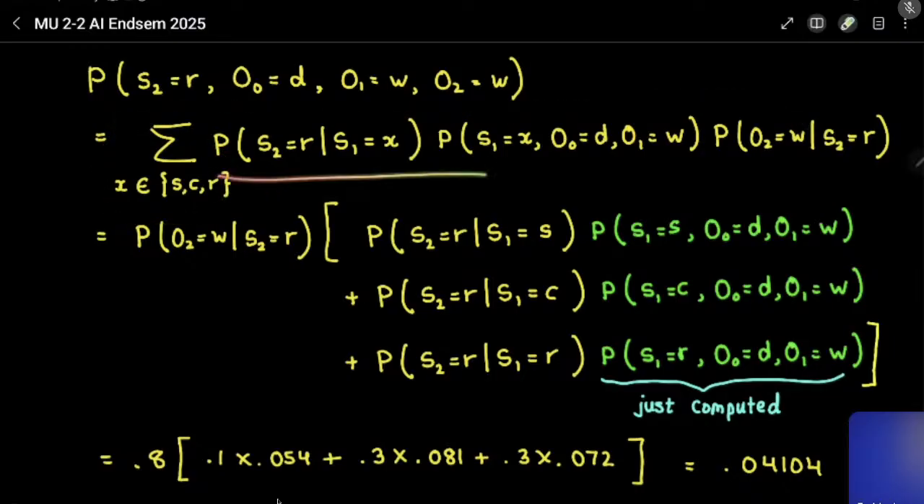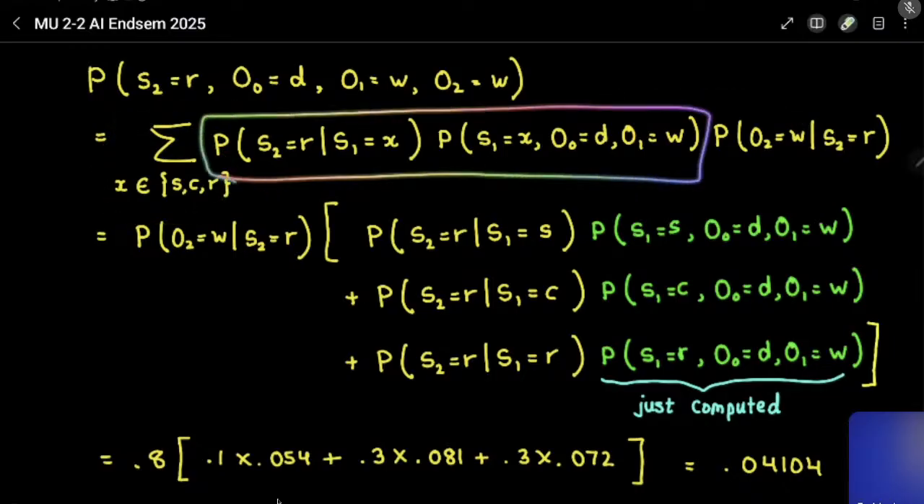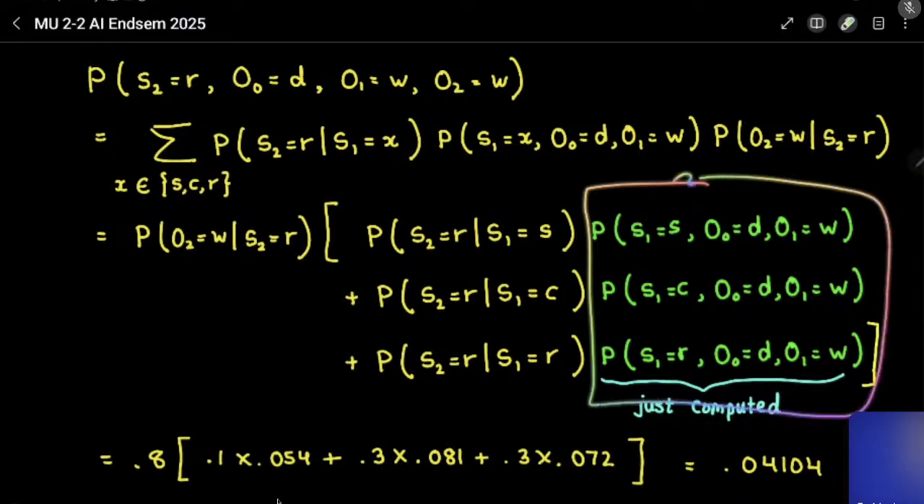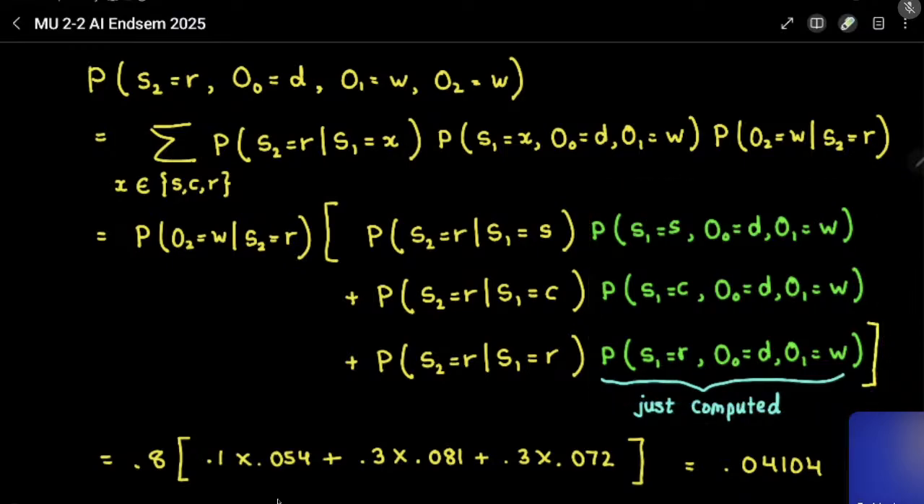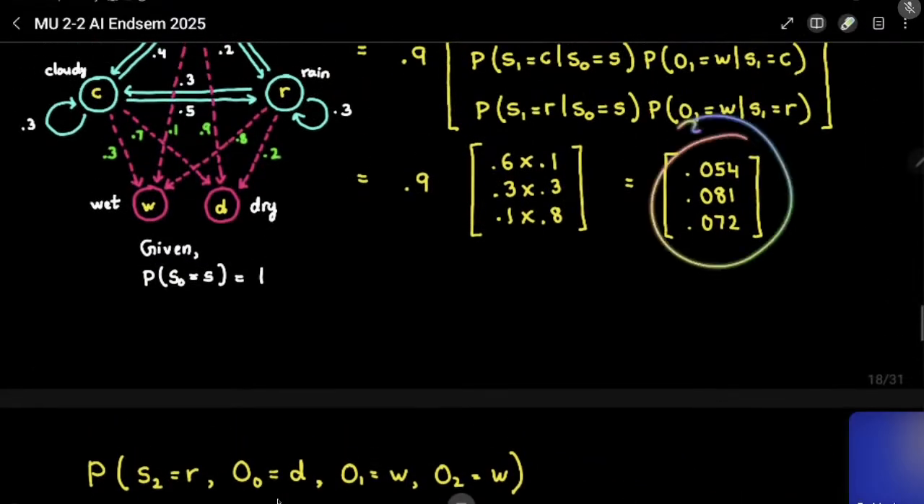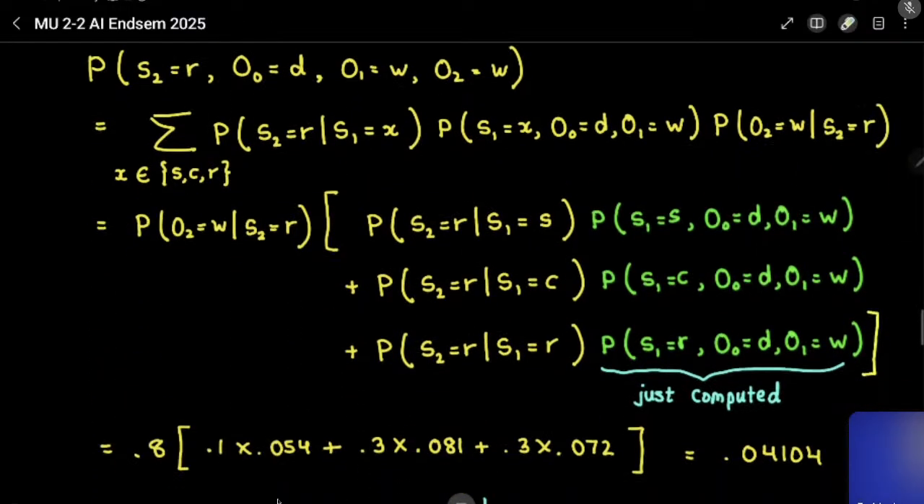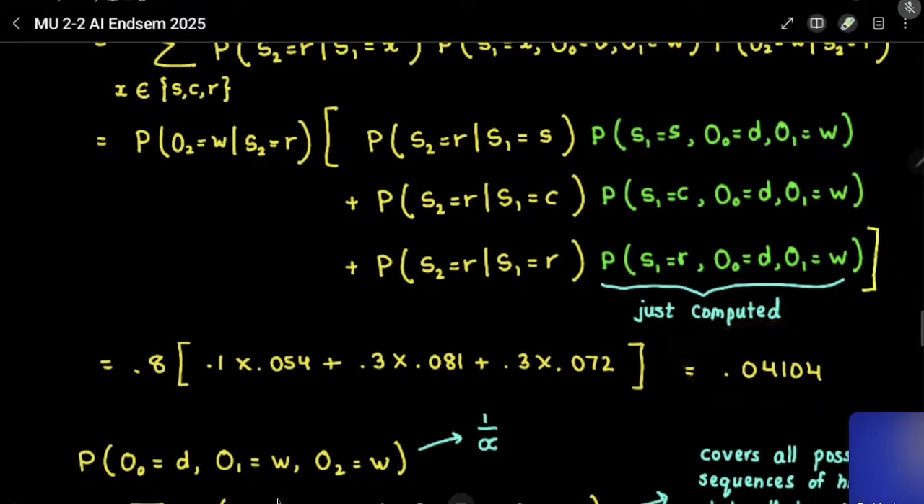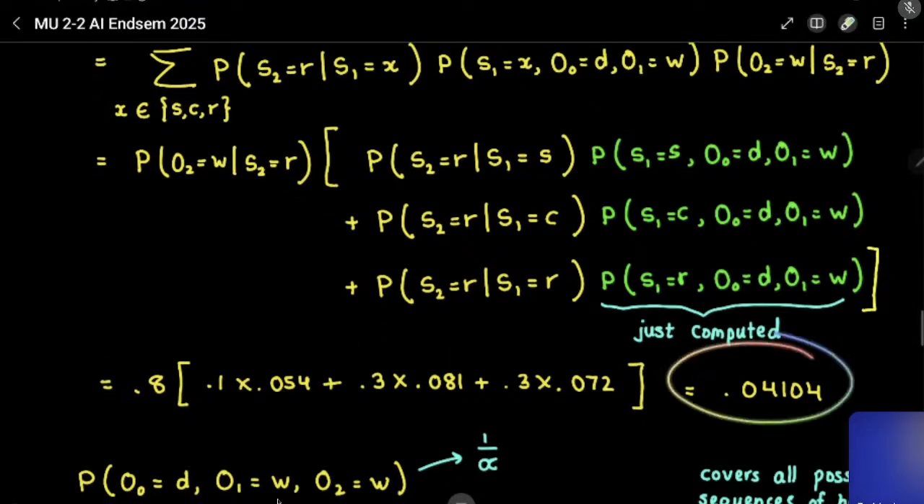And the only thing that's getting summed is this one, this product. So x will be S, C and R. So you have to sum up all of this. We have already computed this in the form of a vector. So just pick those values. So 0.054, 0.081, all those will come here. And these are just transition probabilities. Look at the table and then you can substitute. Finally you'll get your probability. But this is just a numerator.